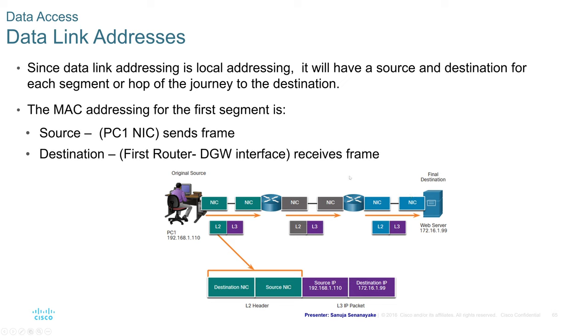Data link addresses. Since data link addressing is local addressing, it will have a source and a destination for each segment or hop of the journey to the destination. MAC addressing for the first segment in this example: the source is the PC1 NIC, the network interface card, which sends the frame, and the destination is the first router, or the default gateway interface, which receives the frame. For example, this guy sent that message, it goes to this router, and this interface of this router is the destination. It's going from the original source into the router interface, or DGW, which is the default gateway interface, which is this one on this side.